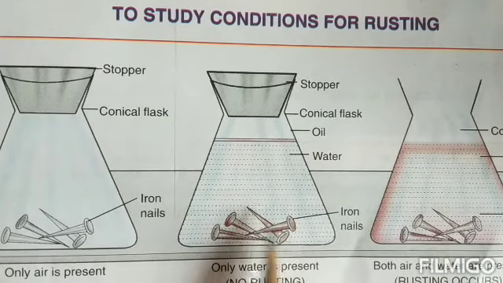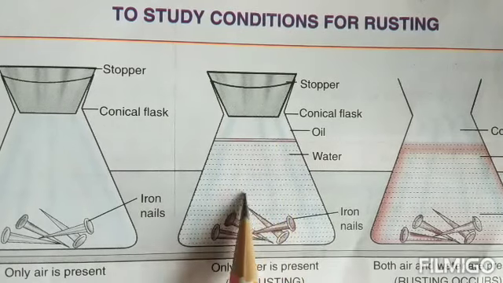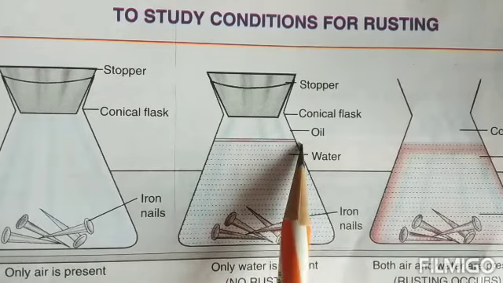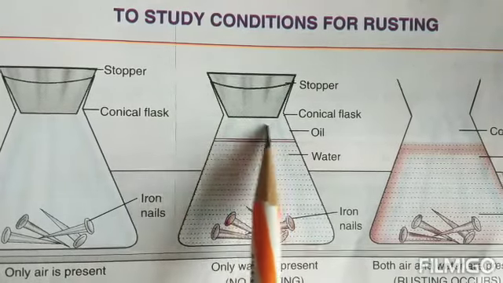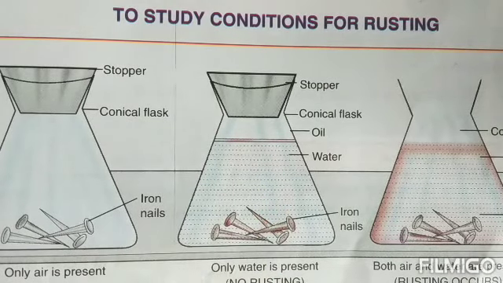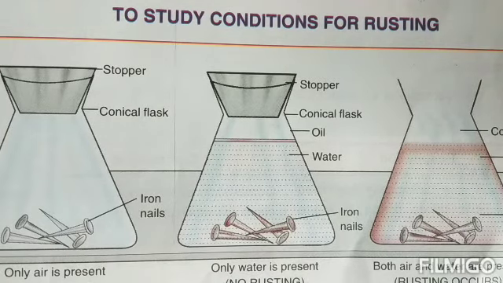Now in this condition, if you see, children, the mouth is already closed, water is there, maybe a little bit of air is also there, but on top of the water a layer of oil is there. Now this oil layer will not allow the oxygen present in the air to mix inside. So for these iron nails, only water is present, so no rusting is taking place.